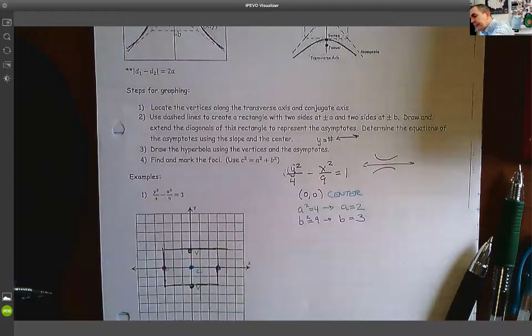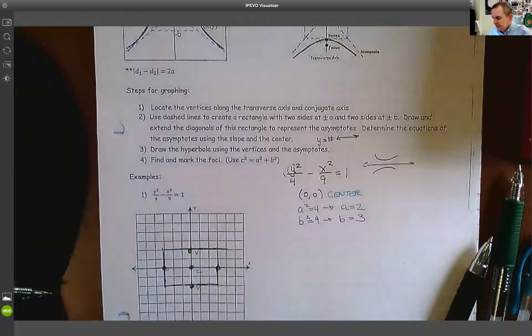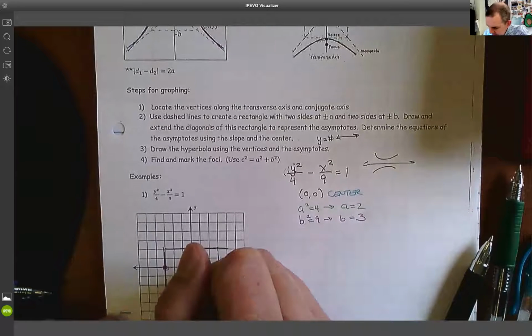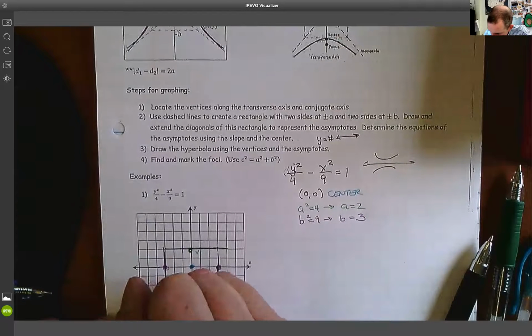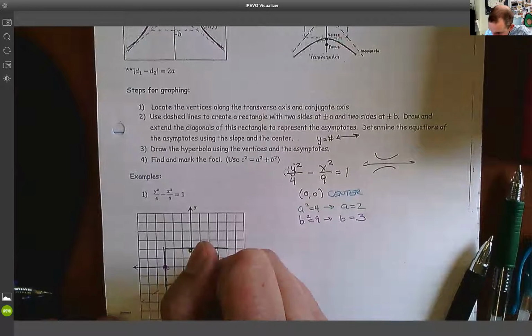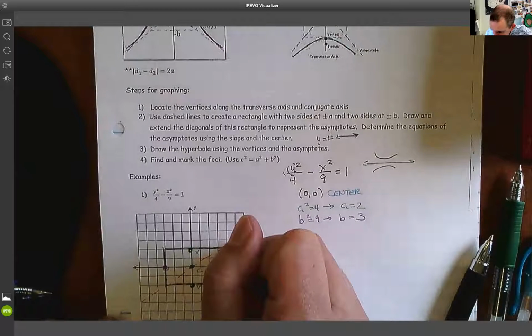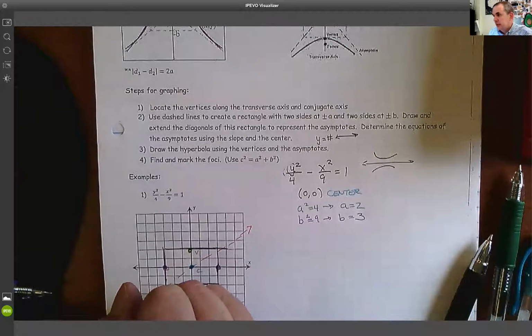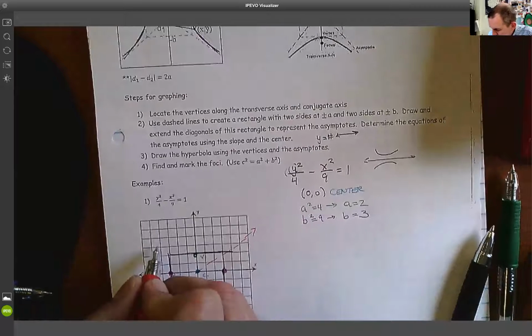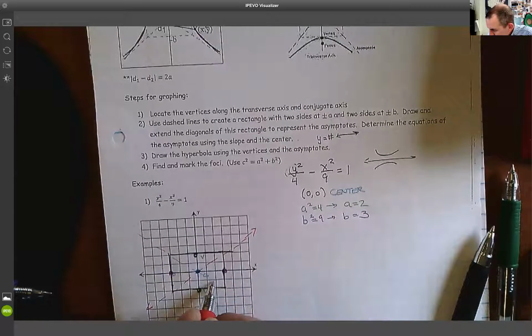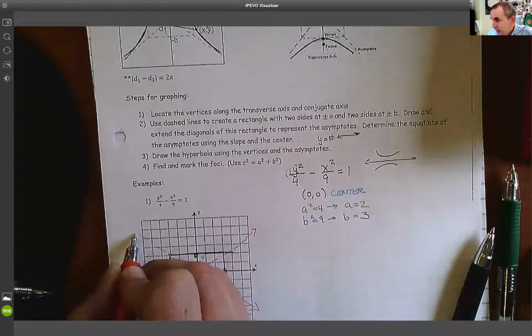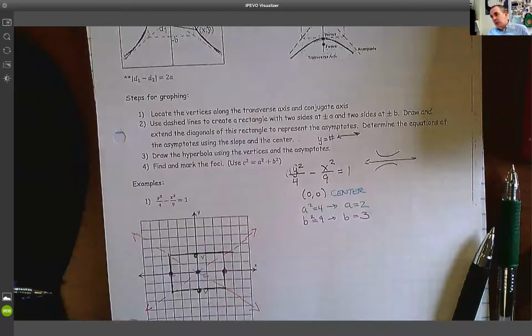Now we want to draw ourselves a diagonal that bisects through the center. So we're going to do this. There's one, and we'll go the opposite direction as well. So there we have the asymptotes that we're going to use.